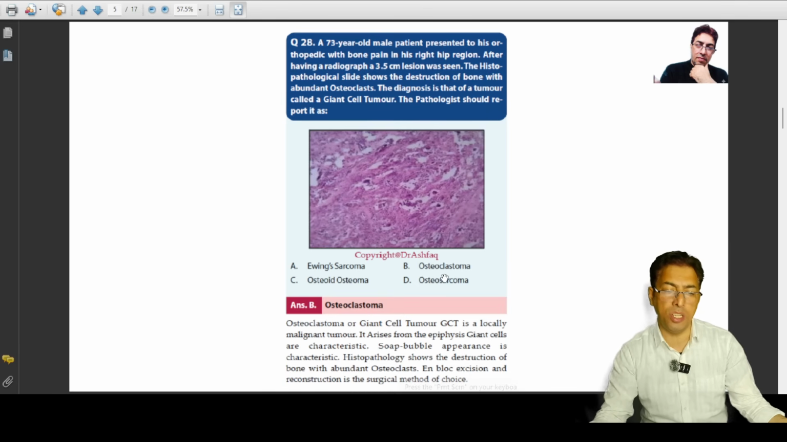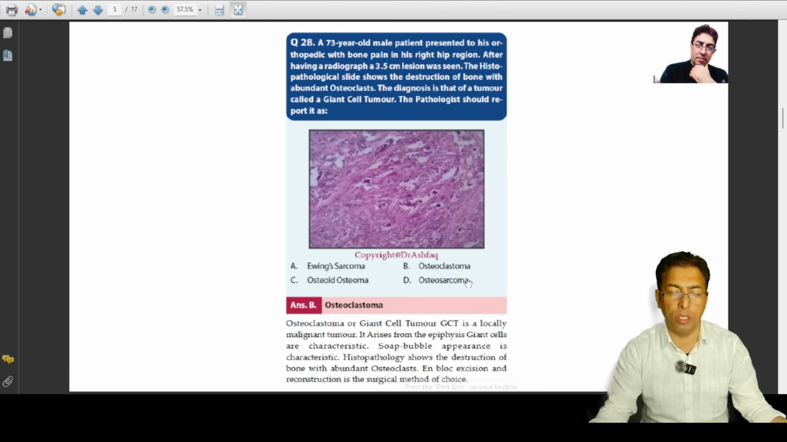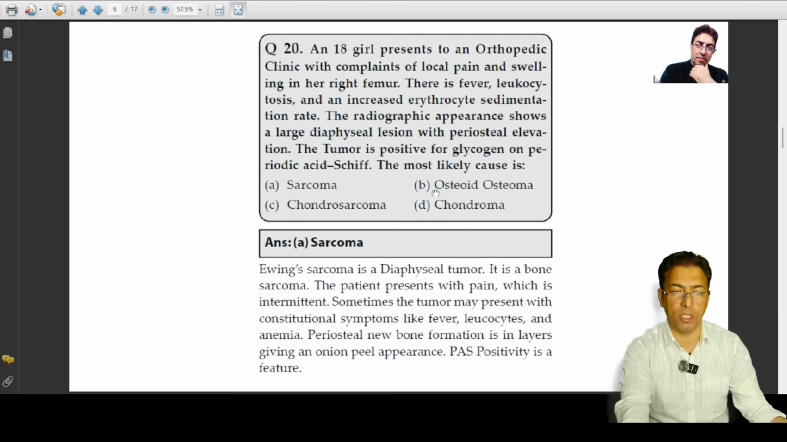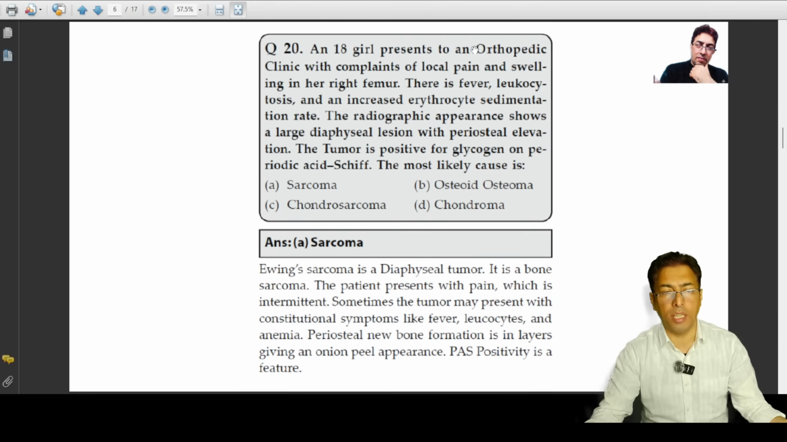As far as GCT is concerned, it's an epiphyseal tumor, giant cells are characteristic, and there's a characteristic soap bubble appearance. Histopathology shows destruction of the bone with abundant osteoclasts, and that is very important. So this question tests your ability to know the different names of the same condition. You have to remember that GCT or giant cell tumor is also called osteoclastoma. Very, very important.